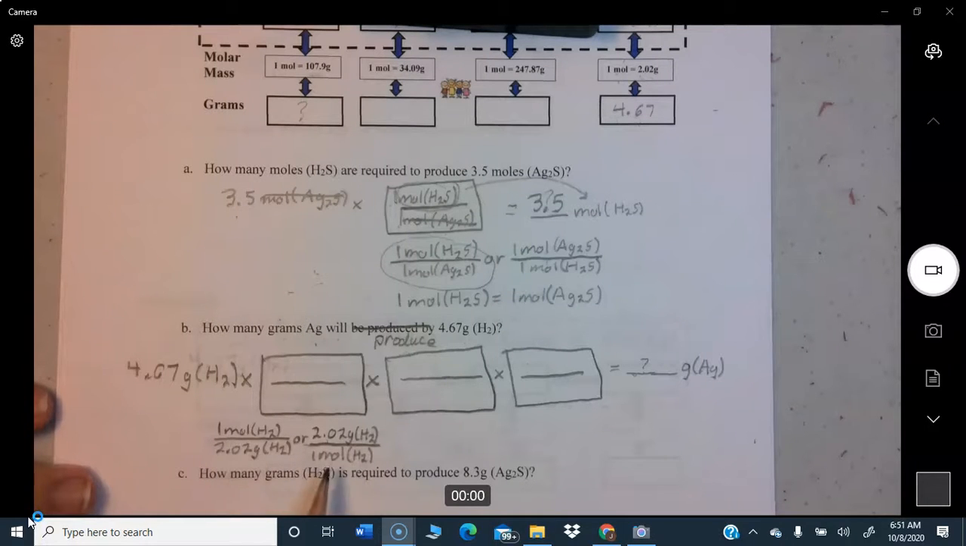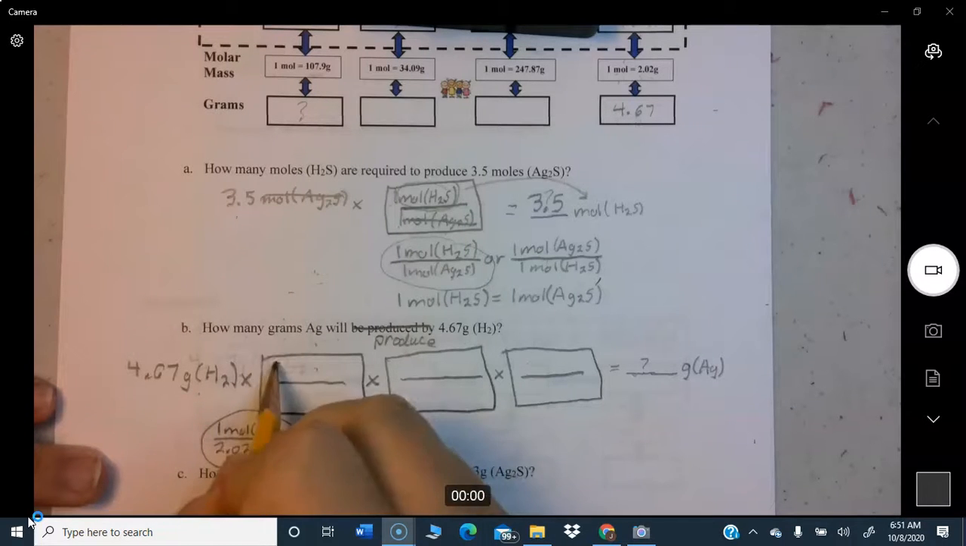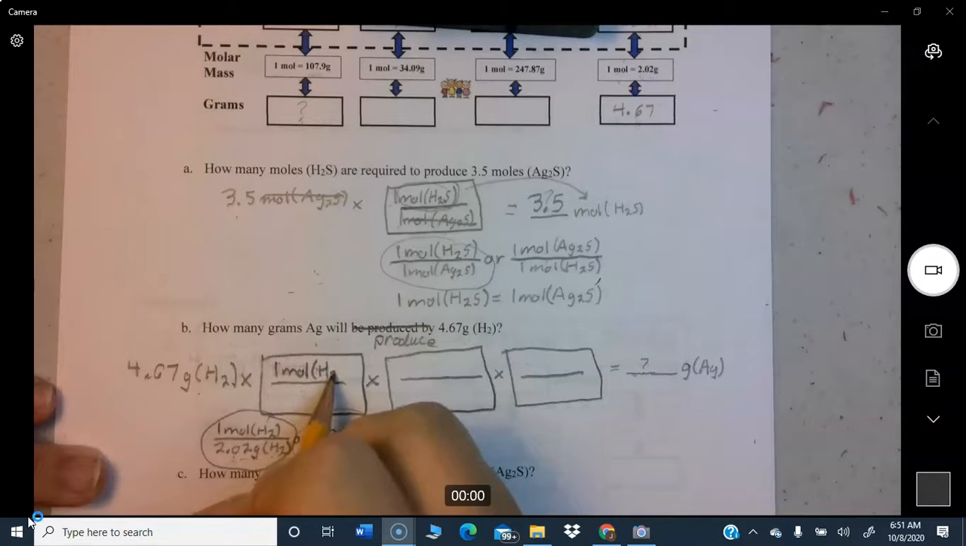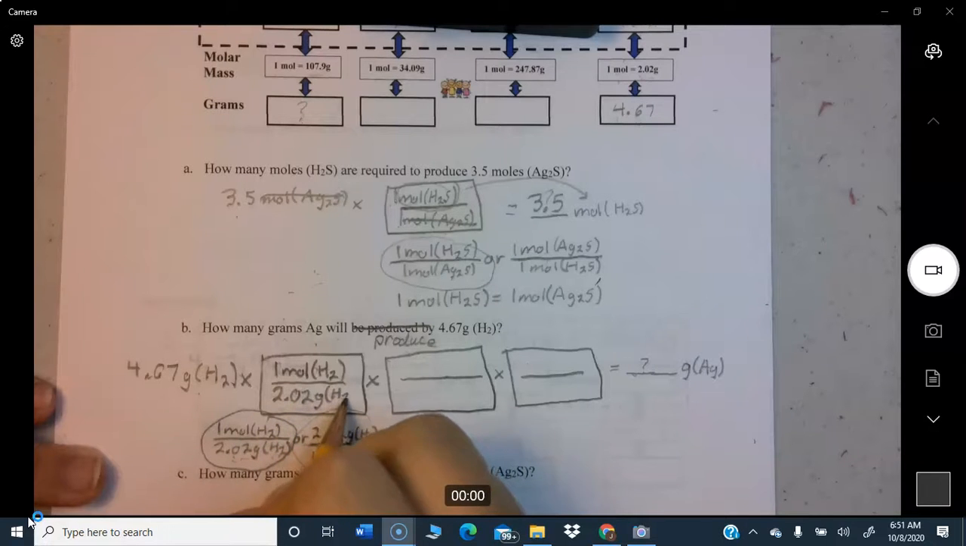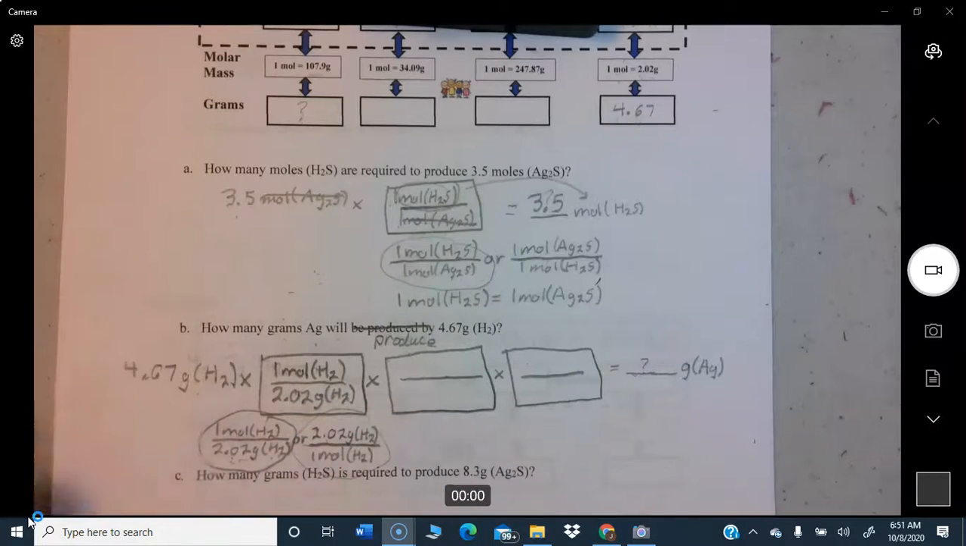Okay, so here we go. Which one of these goes in here in order to make grams of H2 cancel out? We know that has to go away because it's not in the final answer. We need grams of H2 to cancel out with this, so it's going to be 1 mole of H2. It's okay to make mistakes, just try to catch them as early as possible. You'll see me make plenty.